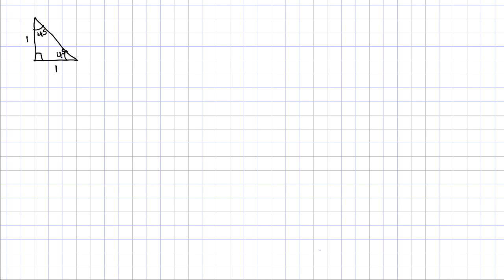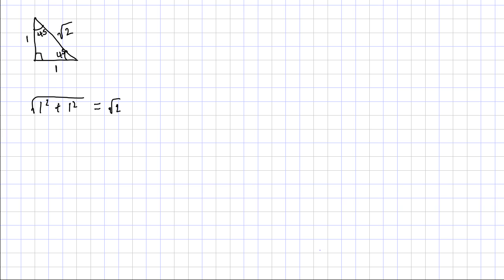Now I can find the length of the hypotenuse as well using Pythagoras theorem, and to do that I need to do 1 squared plus 1 squared and square root of that. So 1 squared is 1 plus 1 squared is 1, so that's square root of 2. So this length here is square root of 2.